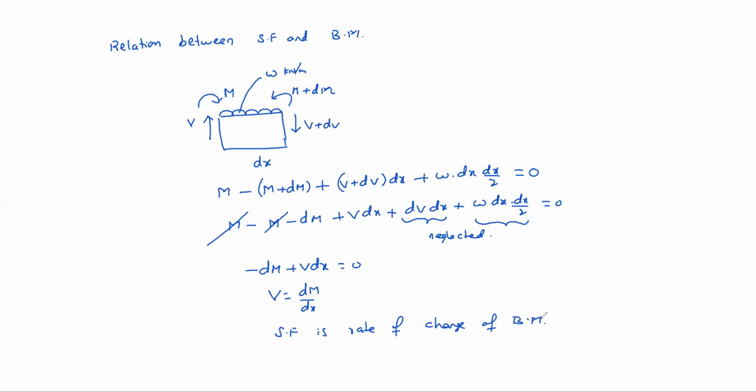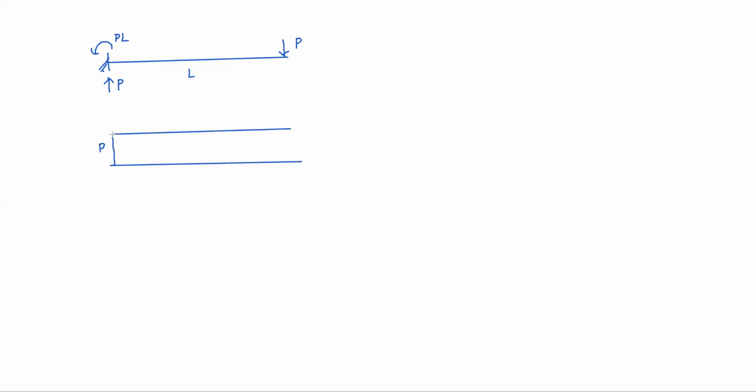So you can understand this very easily, and we will see some examples also. Suppose we take a cantilever beam with a point load P, span L. So the reaction is P and the moment is P into L, right? So the shear force diagram is very simple: P and horizontal like this. P, positive, SFD.